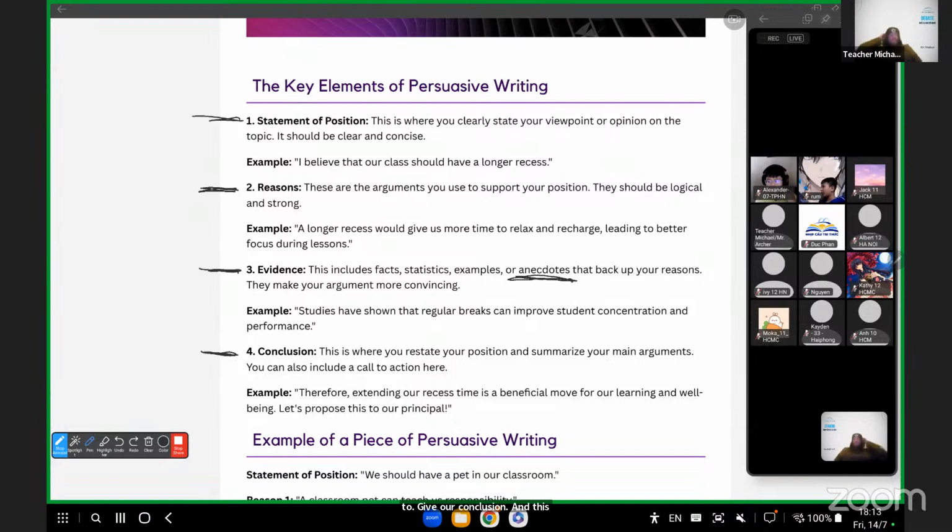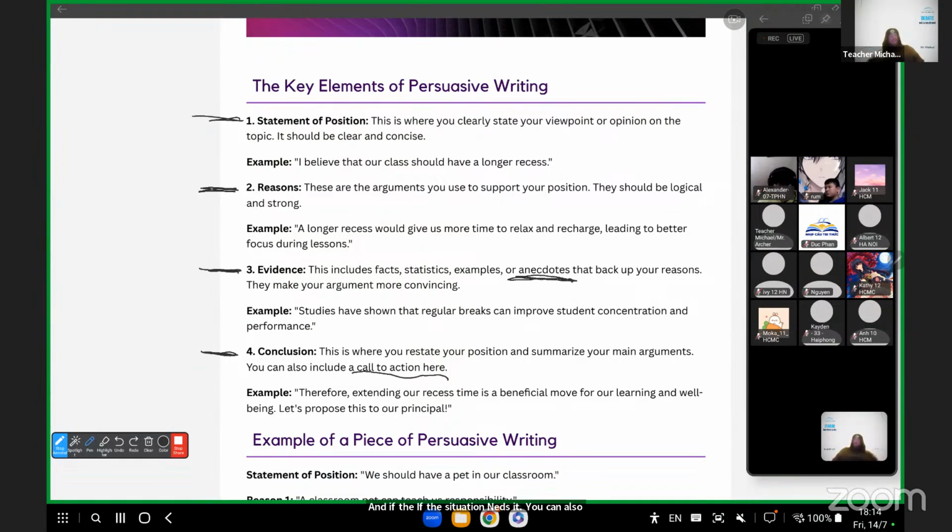And this is where we're going to restate our position and summarize our main arguments. This is important because over this bit of text, you might forget some of the arguments that were made. So this conclusion just gives you a chance to remind your reader of everything you've said. It restates where you stand on the issue, and it reminds them of the main arguments or the main reasons why. And if the situation needs it, you can also include a call to action.